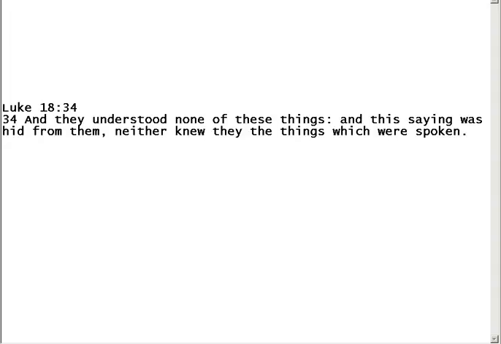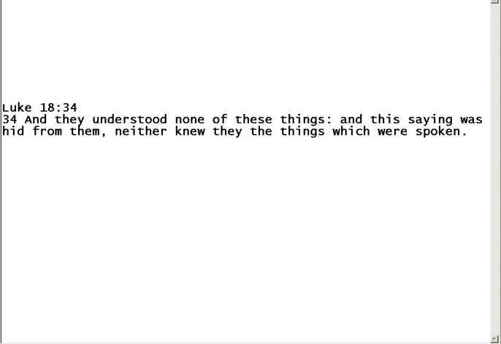Now the very fact that they didn't understand what Jesus was talking about proves they had no knowledge of Paul's gospel. The reason why they didn't know is because Paul's gospel, the mystery, hadn't been revealed yet. The 12 never preached about the death, burial, and resurrection, Paul's gospel, hence Luke 18:34. They didn't understand what Jesus was talking about at all, okay?